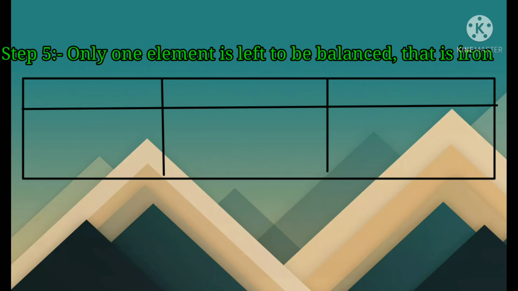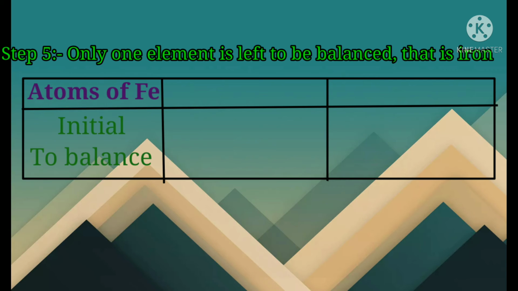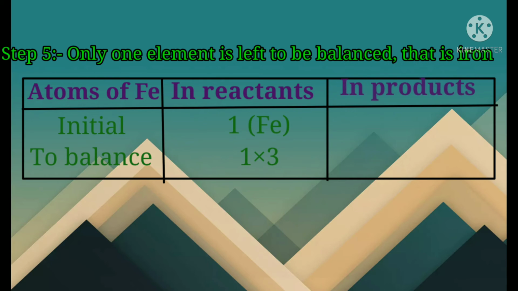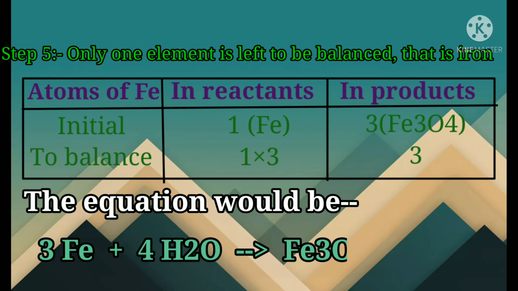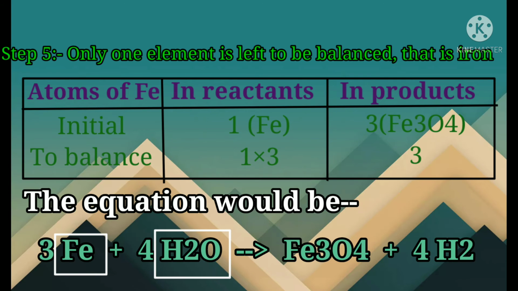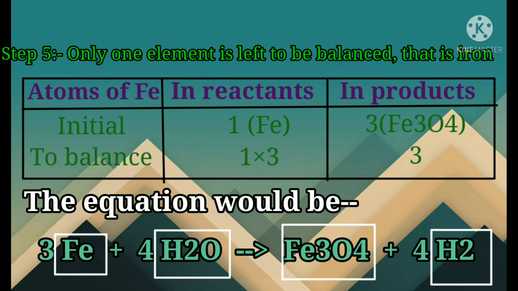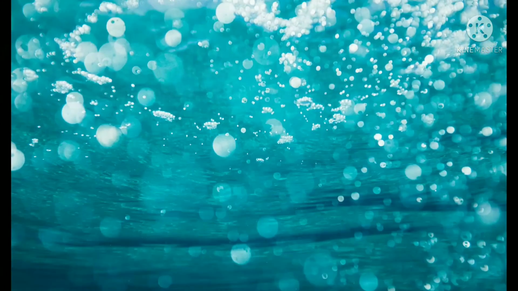Step 5. Examine the above equation and pick up the third element which is not balanced. We will find that only one element is left to be balanced, that is iron. To balance the iron atoms, use the table to represent. We get 3Fe plus 4H2O gives Fe3O4 plus 4H2.